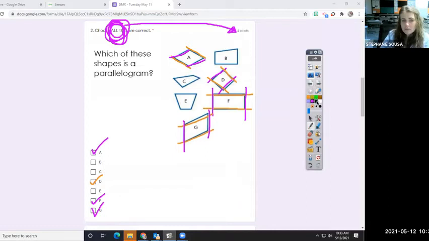On B, B is not a parallelogram because if you extend the bottom line and the top line together, they will cross right here. C is not a parallelogram because again, if I extend out these line segments, boom, they will touch each other right there. And on E, again, if I extend these line segments, boom, they will intersect right there. So B, C, and E are not parallelograms because their pairs will intersect.